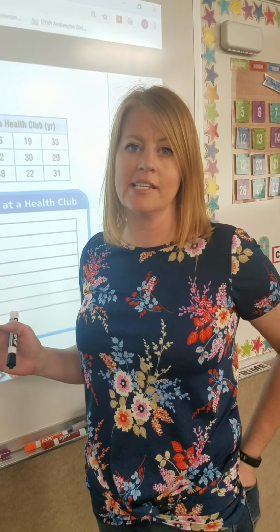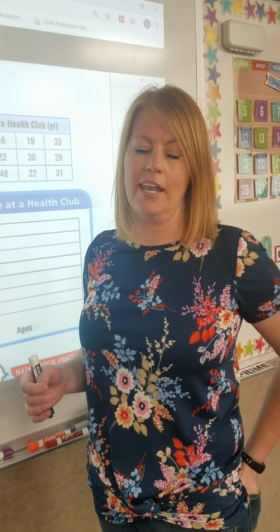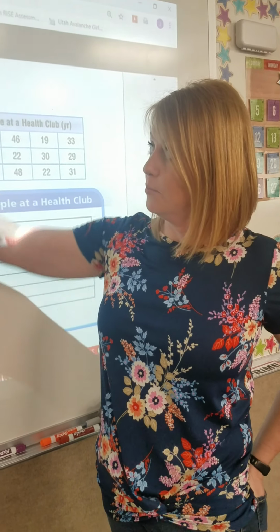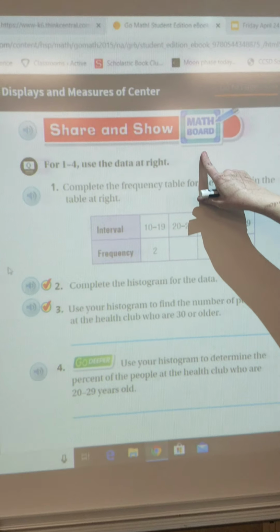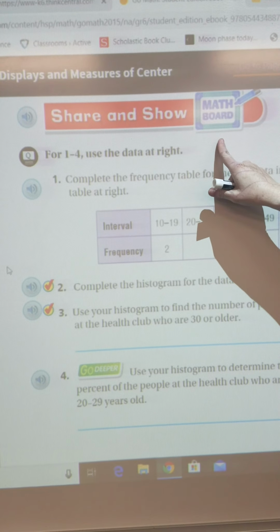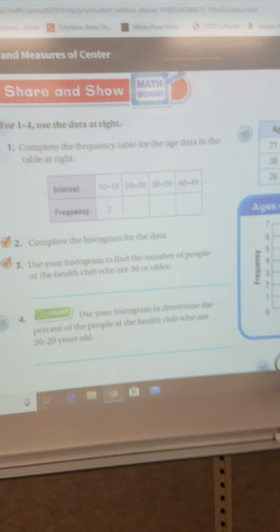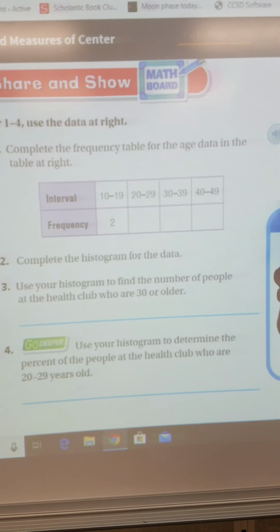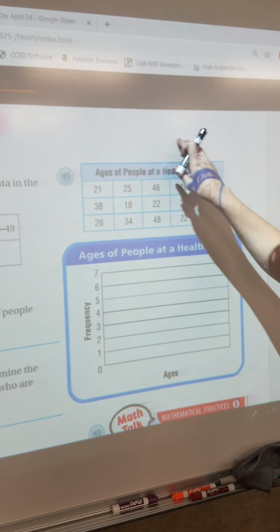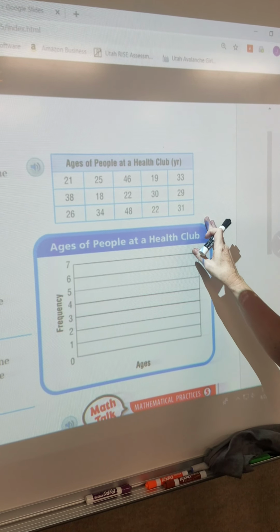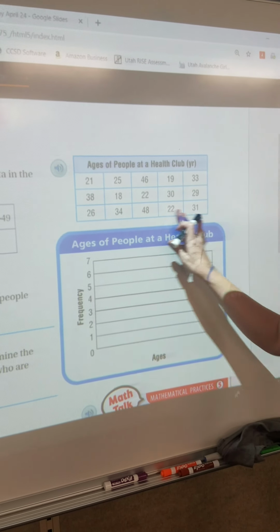So for our next example, boys and girls, I skipped the example in the book because it was already partially done, and I wanted to show you how to do one from scratch. So I skipped the example and I went straight to our share and show. If you're following along, that's where we're at. Here it says, for 1 through 4, use the data at the right. We're going to be creating a histogram about ages of people at a health club. This is the data we're going to be using.